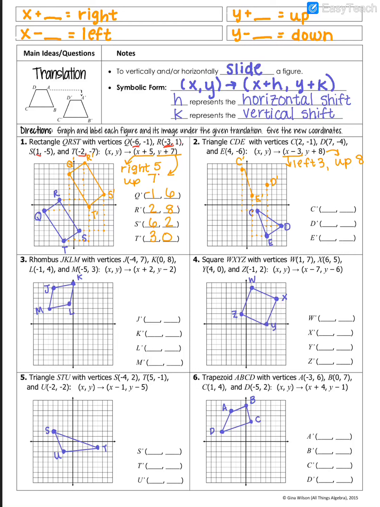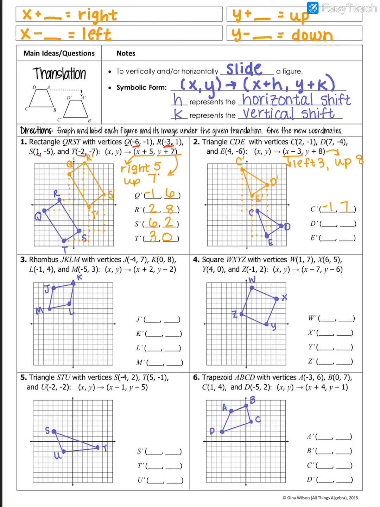Sorry, I'll fix that. My pen kind of slipped on me. There we go. All right, so there's our new figure. Let's write down our points. So C prime is going to be at -1, 7.